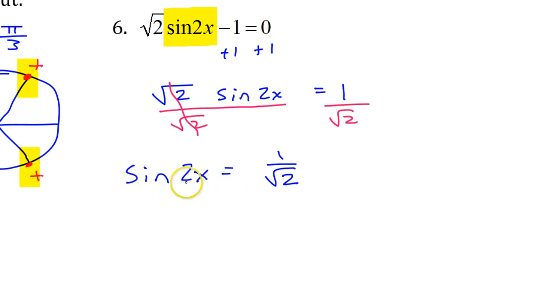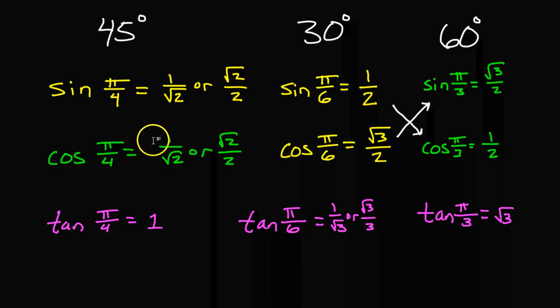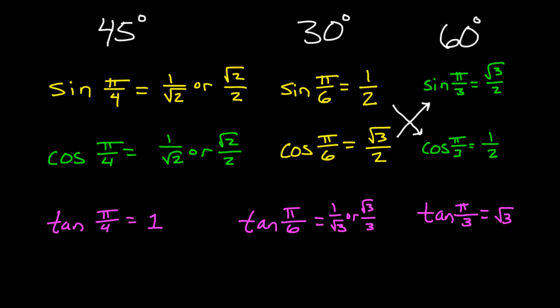Notice that I cannot divide by 2 to get rid of this 2. It's inside of the trig function. You cannot divide it away. Instead, we're going to just solve the trig function for 2x. So the sine of what angle is equal to 1 over radical 2? We know that the sine of pi over 4 is 1 over radical 2.